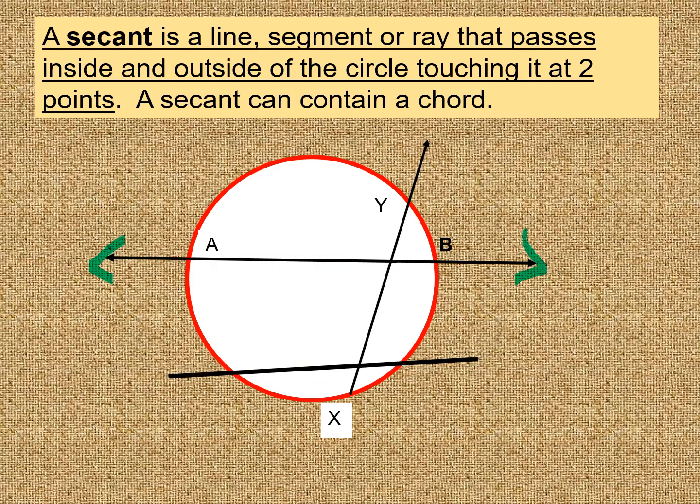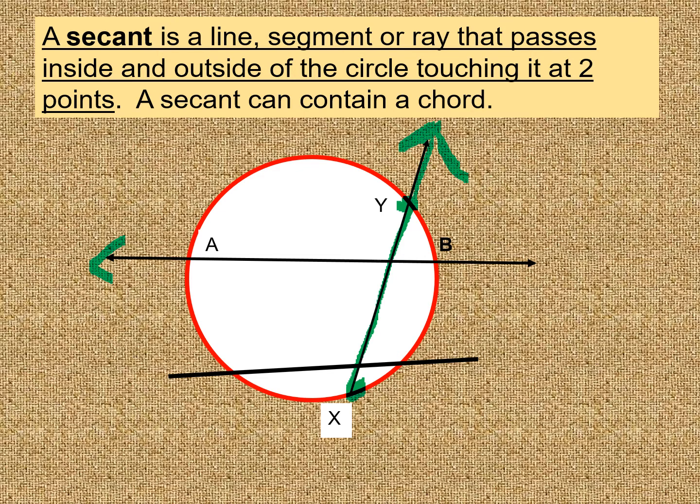Now notice how this one does. From X through Y. Here's X down here, this point. Here's Y, this point. It starts on the edge and it keeps on going. It can do that. Is it inside the circle? Yes. Hitting at the 2 points? Yeah. Is it going outside the circle? Yes. So that is a secant.